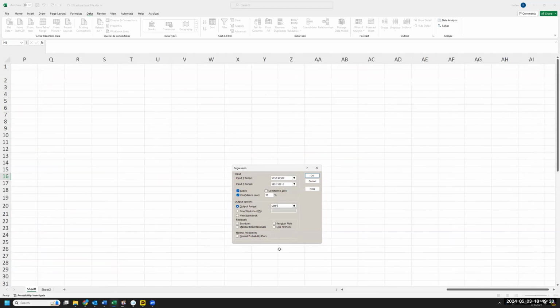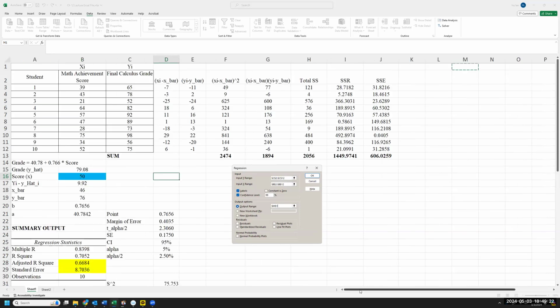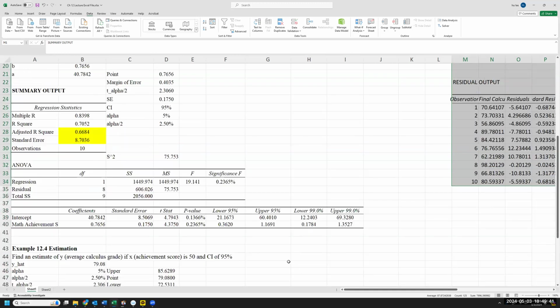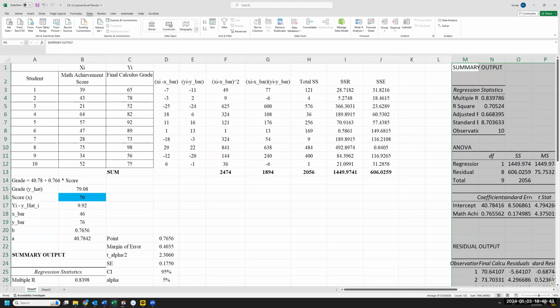And I'm going to click on all of these checkboxes. We're going to go through most all of these. Press OK. And we have a regression output again. It's like the previous one we did down here.